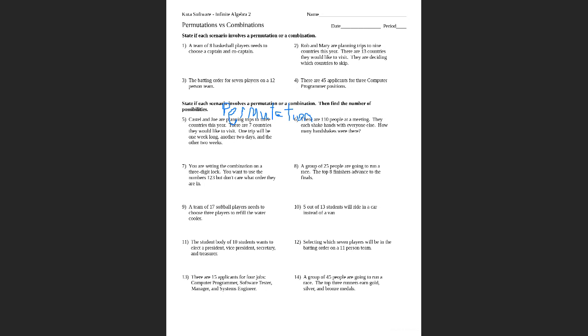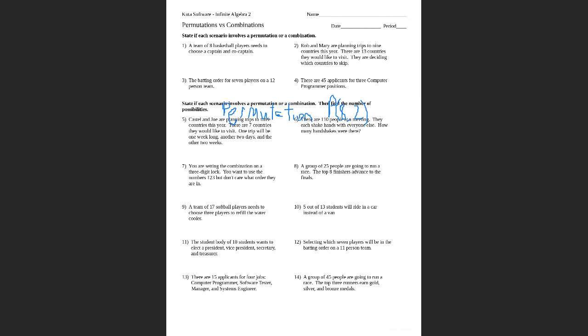Now, I didn't ask you to actually calculate the amount. But if you were to calculate it, it would be P of 8, 2 using our notation. I did actually calculate that, and that turns out to be 56. You can use the calculator for that, or Desmos. I have showed you that before.